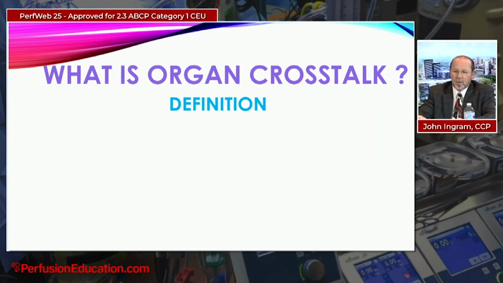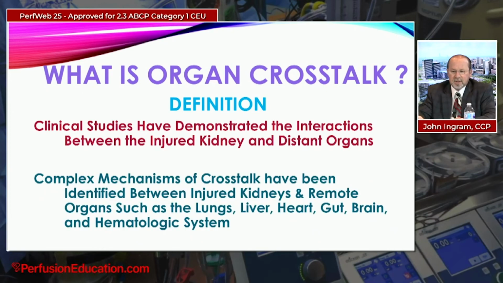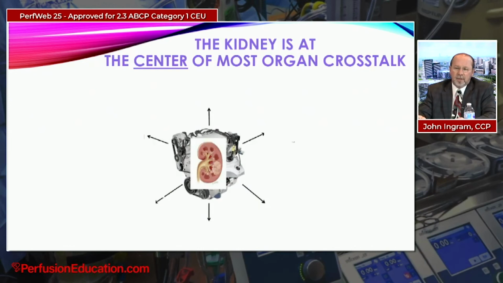And so what's the definition of organ crosstalk? Well, clinical studies have demonstrated the interactions between the injured kidney and distant organs. Complex mechanisms of crosstalk have been identified between the injured kidneys and remote organs such as the lungs, liver, heart, gut, brain, and even the hematologic system. So the kidney, as it turns out, is the center of almost the overwhelming majority of organ crosstalk; it's generated right through the center of it, seems to be the kidney.